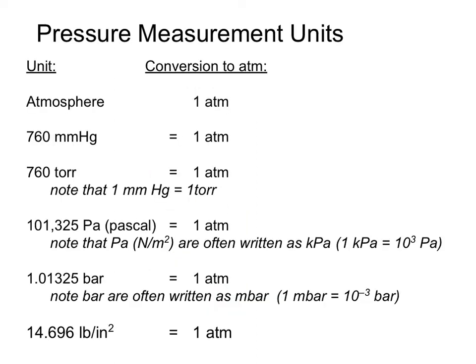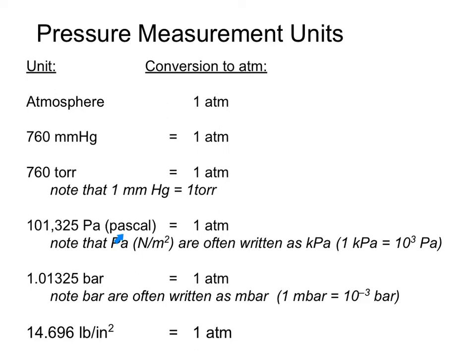There are several different units of pressure. One of the more common ones is the atmosphere. And so at sea level, we say that we have 1 atmosphere of pressure. Another common unit is millimeters of mercury, derived from the first barometers. 760 millimeters of mercury is equal to 1 atm. Torr is another unit of pressure. You will note that 1 torr equals 1 millimeter of mercury, and so 760 torr is also equal to 1 atm.